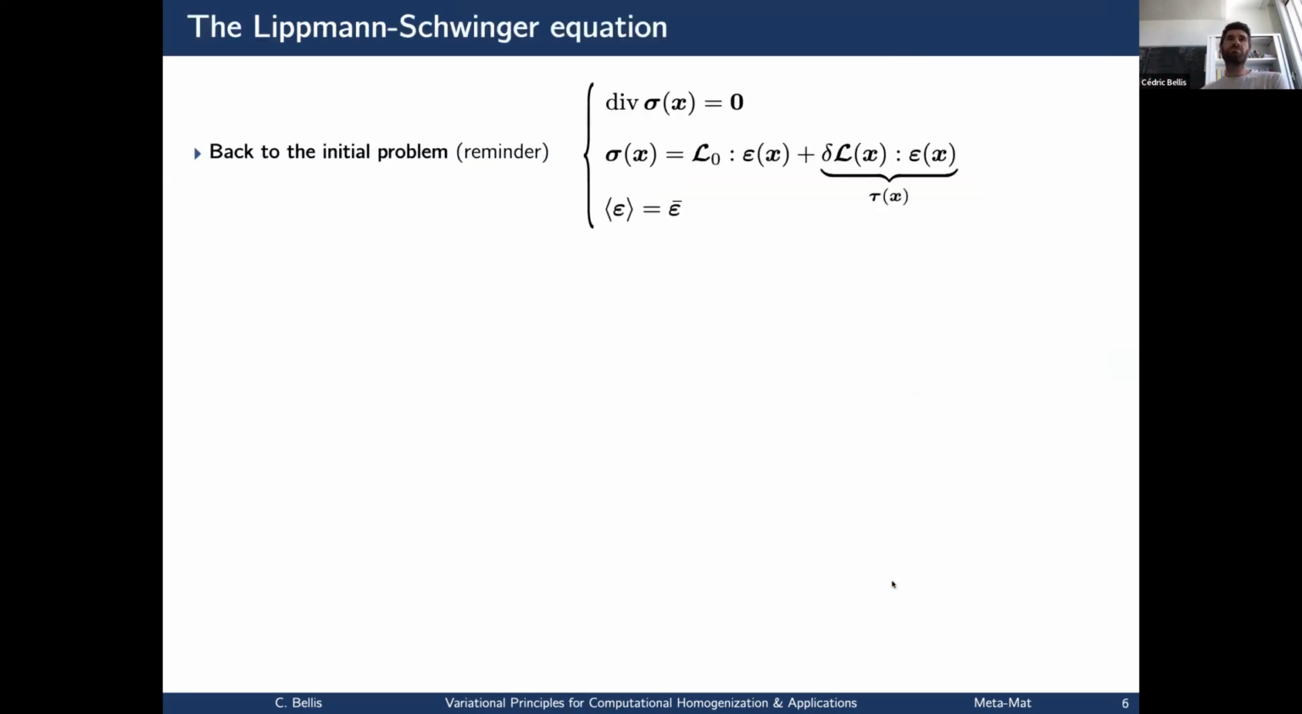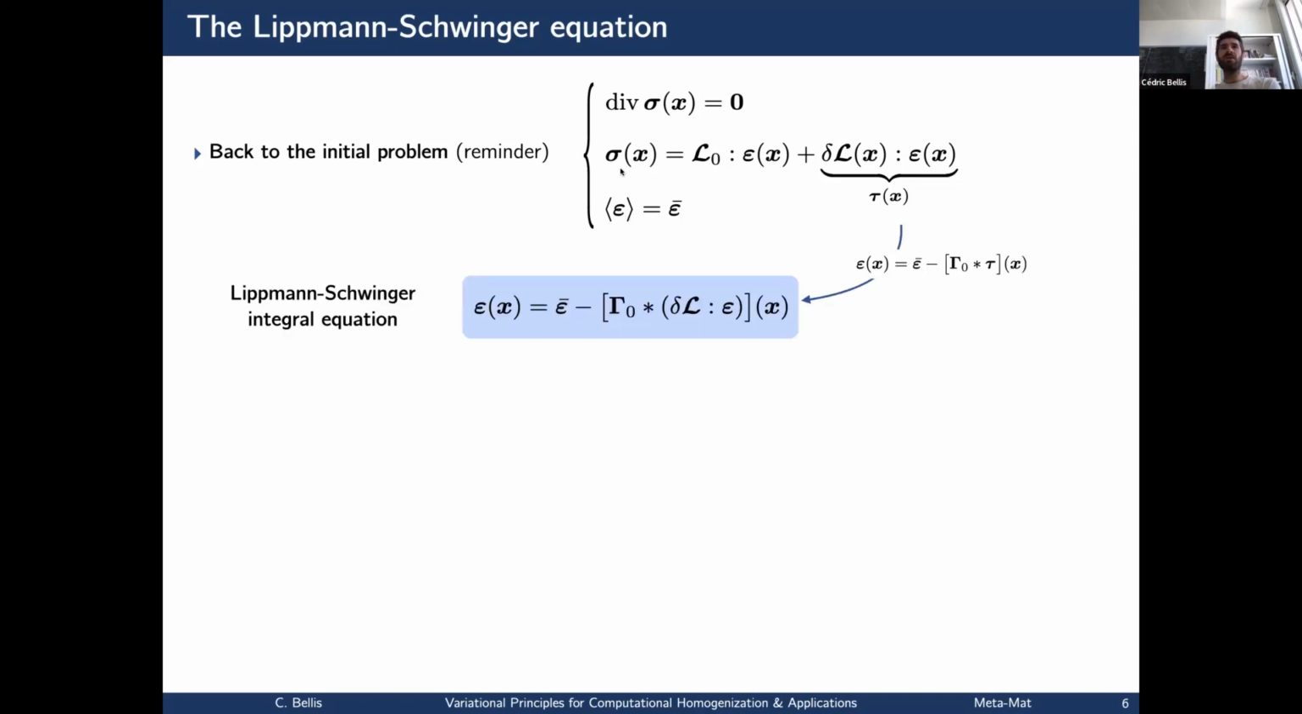So now let's go back to the initial problem. The problem where we wanted to solve the equilibrium equation for the stress, where the stress is written as L naught epsilon plus what we have removed, so delta L epsilon, and as an imposed mean value for the strain. So using the solution of the auxiliary problem, we just have to replace what tau is equal to, and we end up with a so-called integral equation, which is called the Lippmann-Schwinger equation. So epsilon here is a solution to that equation. So this is an integral equation because of this convolution product.